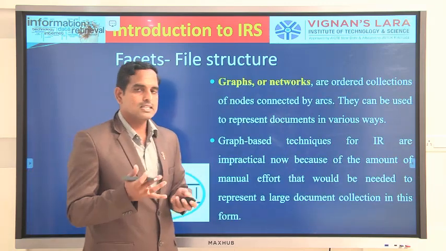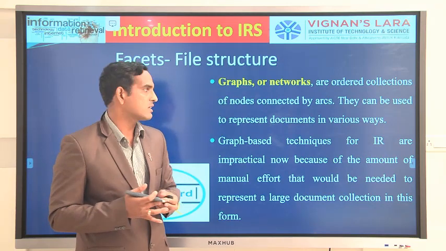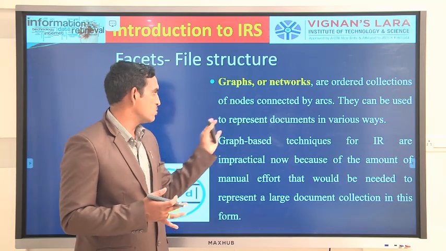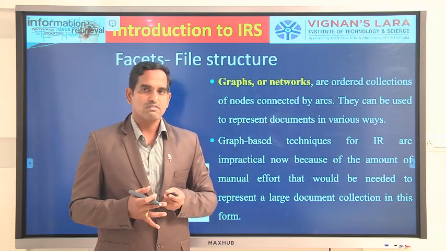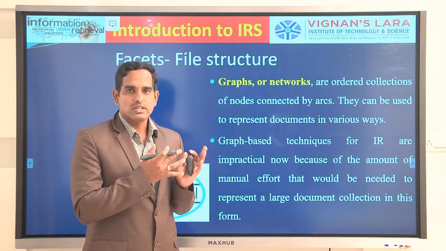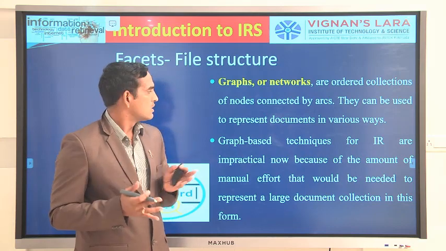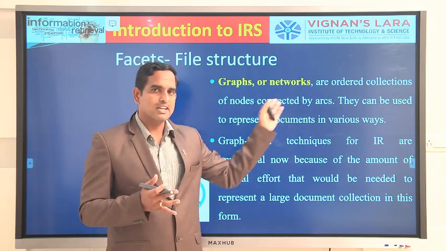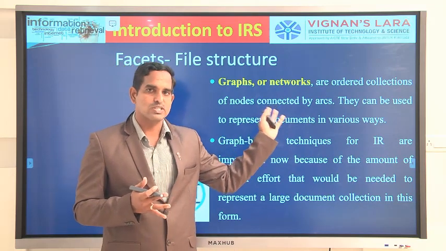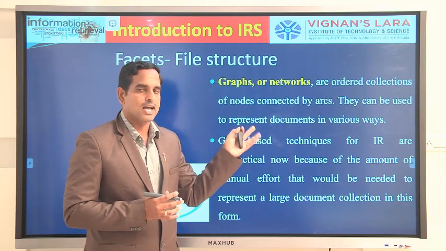Another last one among the file systems is graphs or networks, which are an orderly collection of nodes connected by arcs. They can be used to represent documents in numerous ways. Basically, I think you know graphs. The graph will have nodes and arcs. Documents can be represented as nodes here, and the relationships between the documents can be represented as arcs here.